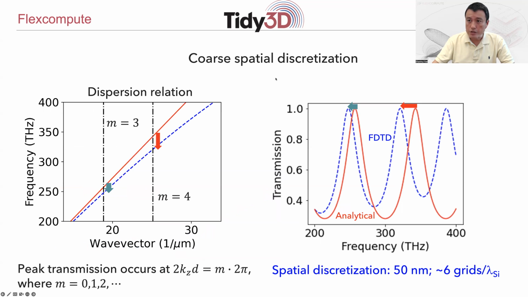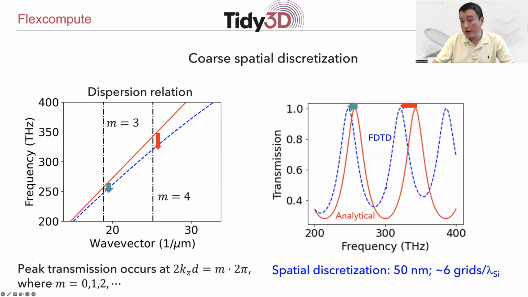The deviation of the transmission spectrum of the dielectric slab in the FDTD simulation from the exact analytic calculation can be understood by analyzing the numerical dispersion relation. So to highlight the issue of this numerical dispersion, here we choose an even larger spatial discretization. So it's much coarser. Here we choose that to be 15 nanometer.